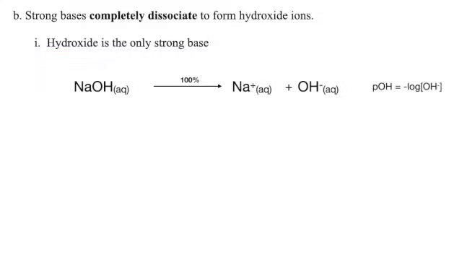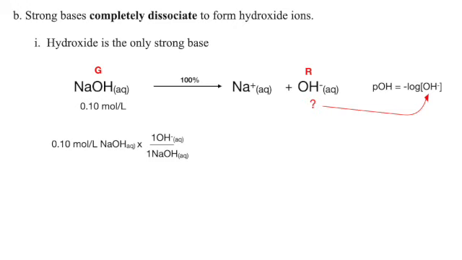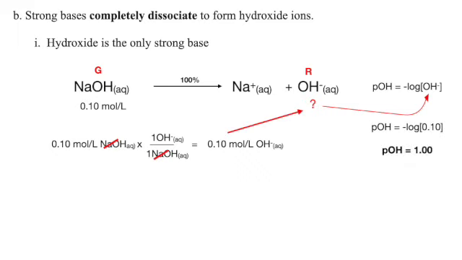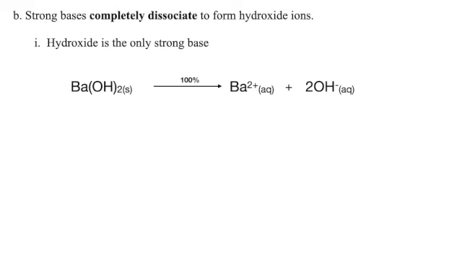Hydroxide, same thing. So if we were finding pOH, for example, we do negative log of hydroxide, but if the NaOH is 0.10, I times it by required over given to find my OH-, to be able to plug that into the negative log formula. And the same thing, pOH comes out to 1.